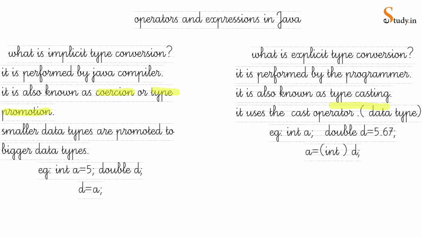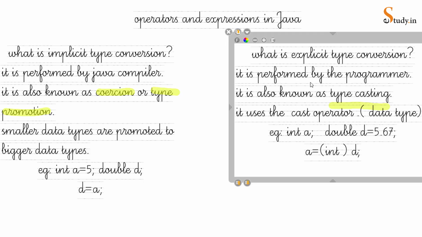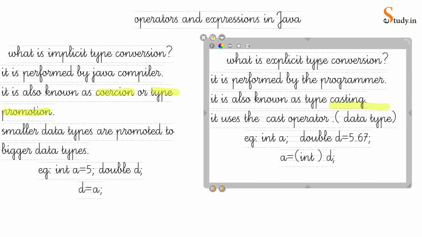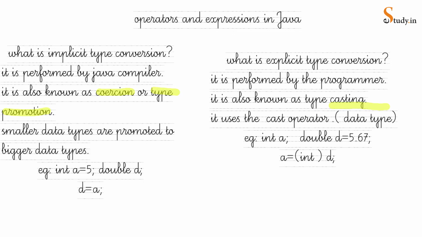On the other hand, an explicit type conversion is performed by the programmer. It is also known as typecasting. It uses the cast operator. Now if you see the difference, this is performed by the programmer, this is performed by the Java compiler. It is also known as coercion or type promotion, and this is also known as typecasting, and it uses the cast operator.